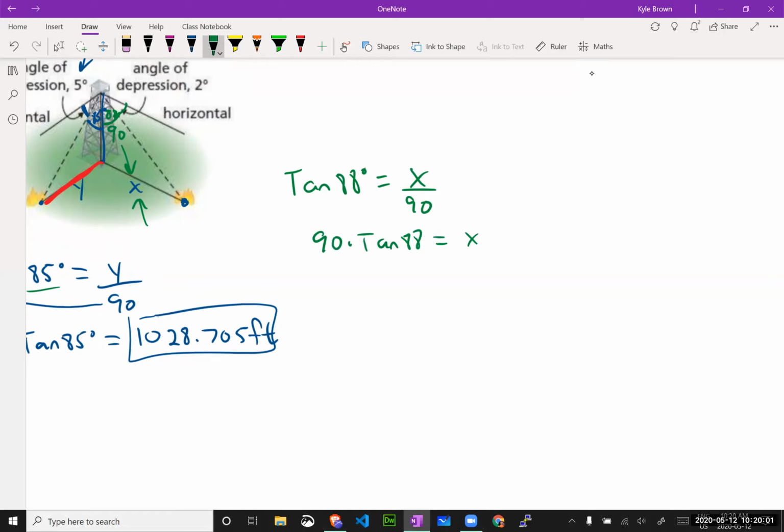So that would be 2,577, and I'll leave a few more digits so we're accurate, 263 feet. It's equal to X.